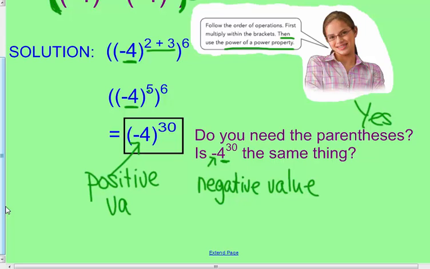You have to pay really close attention to whether the negative is included as the base, or does it mean make -4 to the 30th power, as you see here? Or take the inverse of 4 to the 30th power, or negate 4 to the 30th power. That's how you would read this expression. That has a negative value.